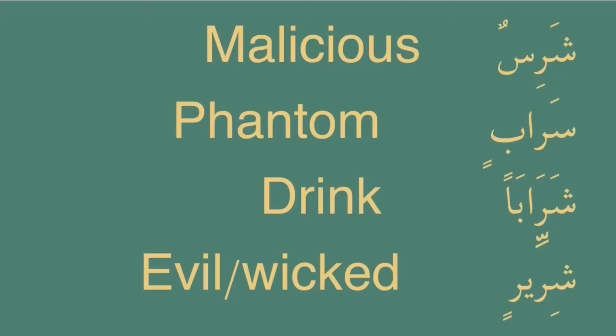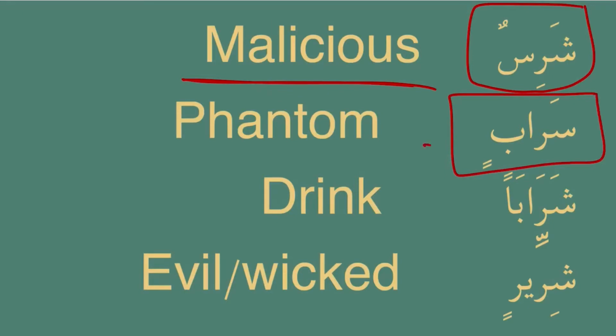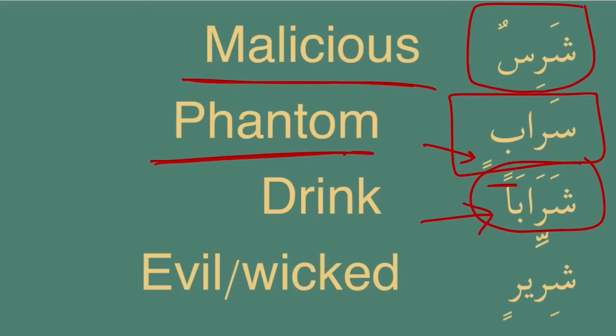What about the words here? Sharisun means malicious. How do you read this word here with a tanween kasra at the end? Sarabin. It means phantom. What do you think of this word here with a tanween fatha at the end? Sharaban. You can try sharabun, sharabin, but it is here sharaban, meaning a drink.